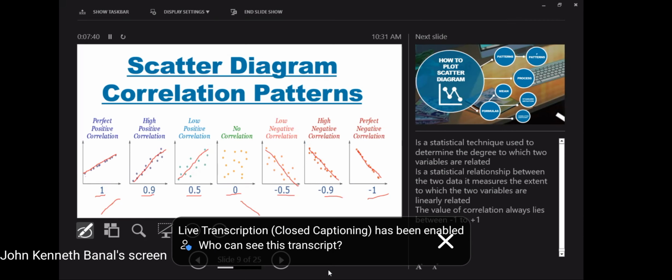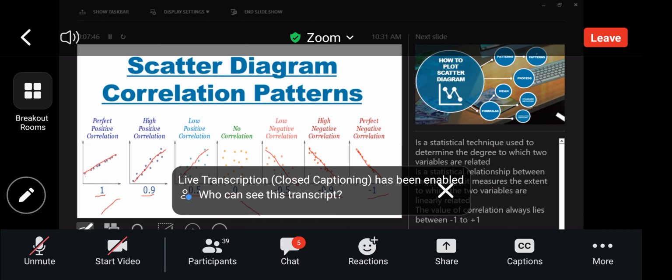High positive correlation is anong value niyan, Sir Banal? Bali po, from greater than 0.5 hanggang less than 1. Okay, sige. Meron po siya mamaya, sir. May picture po. Yes. Sige, okay.